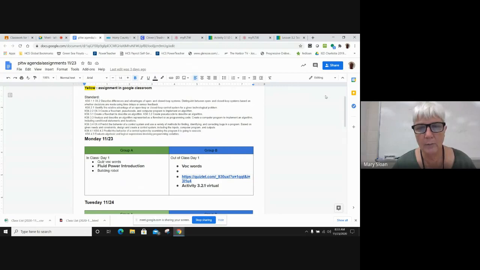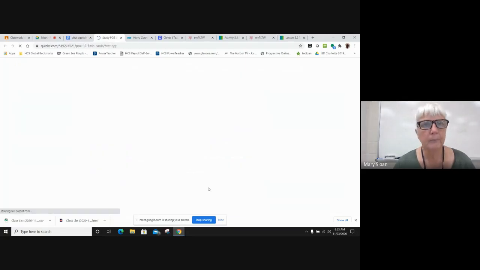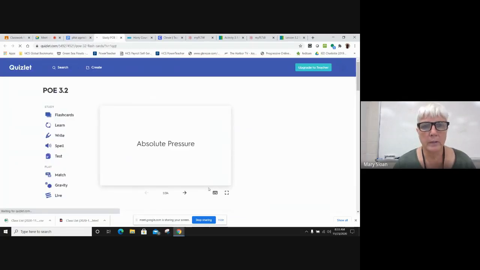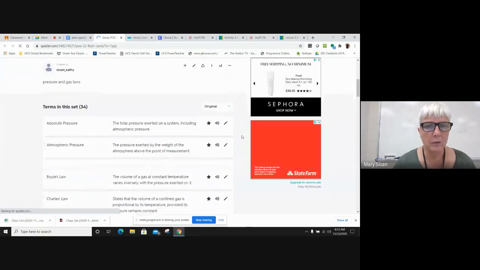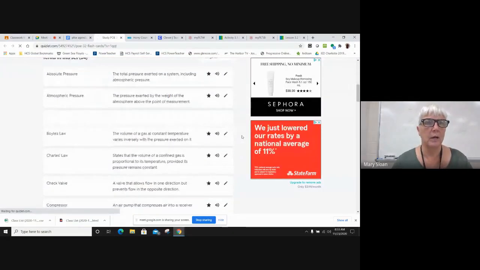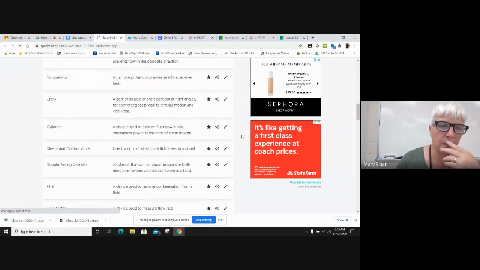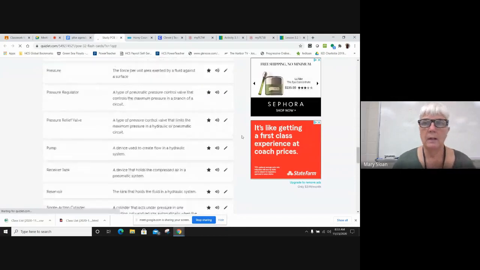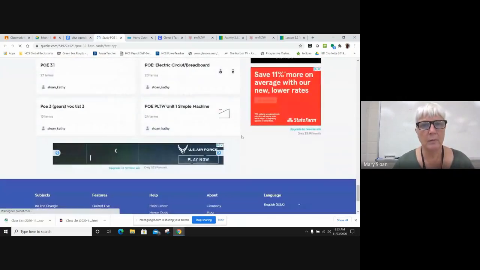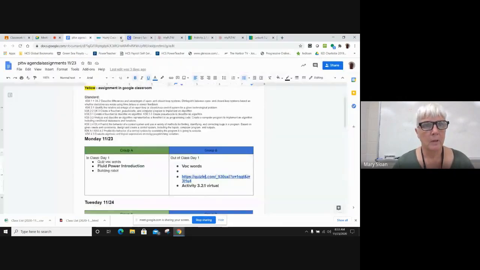Those of you that are at home, the first thing you're going to do is get onto the Quizlet. On the Quizlet, this is 3.2. My expectation for you on this is to go through and write your term and your definition in your ISM book. Then when you get that done, make sure you take a picture of that and turn it in. The next thing on your agenda says activity 3.2.1 virtual.